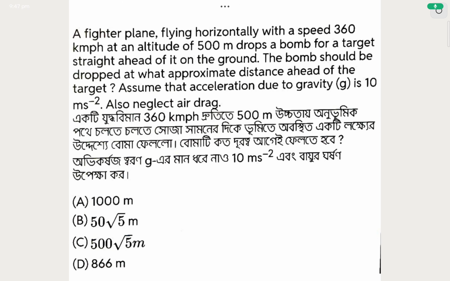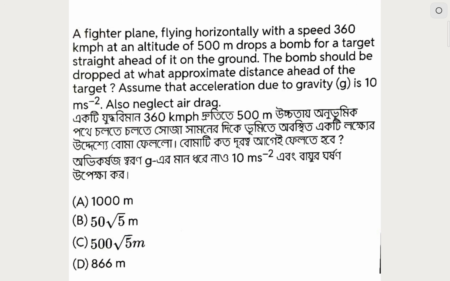In this question, we are given that a fighter plane flying horizontally with the speed 360 km per hour at an altitude of 500 meter drops a bomb for a target straight ahead of it on the ground. The bomb should be dropped at what approximate distance ahead of the target? Assume that acceleration due to gravity is 10 meter per second square.